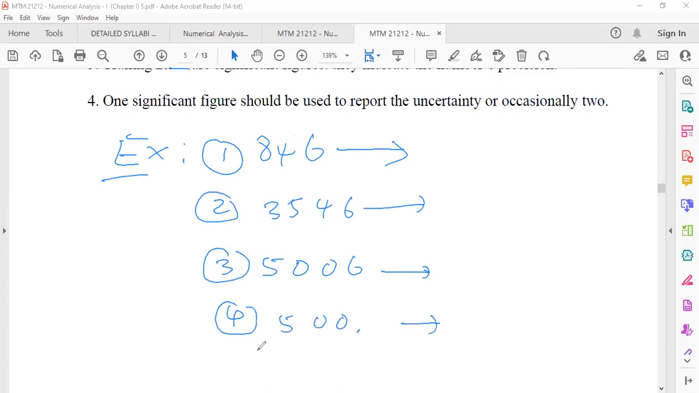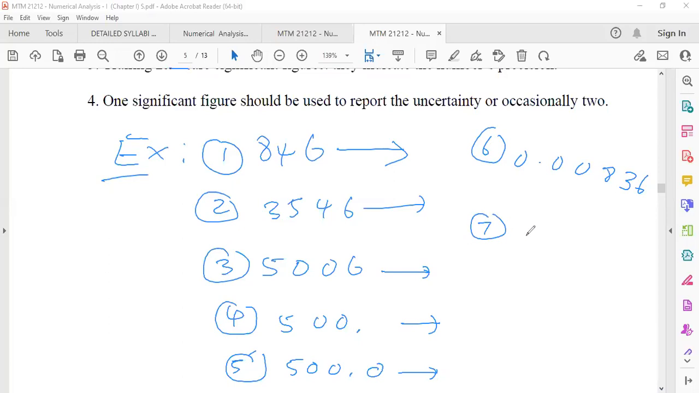Fourth one, 500. Fifth one, 500.0. And here, let's say 6 1, 0.00836. Seventh one, 5.0830 times 10 to the power of minus 3. Okay, can you find the answers? We can check. Can you put your answers in the chat?